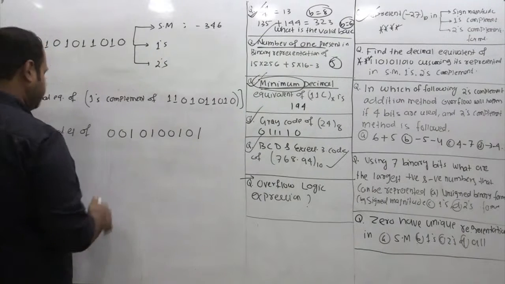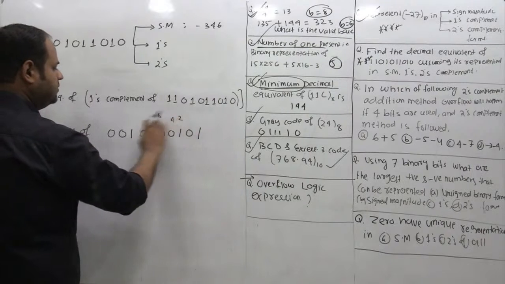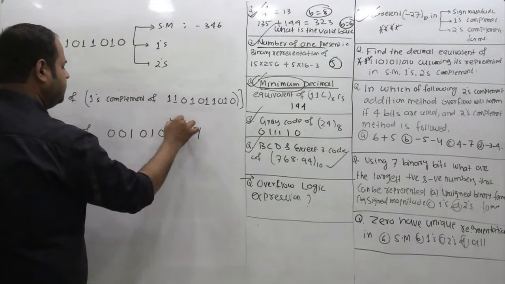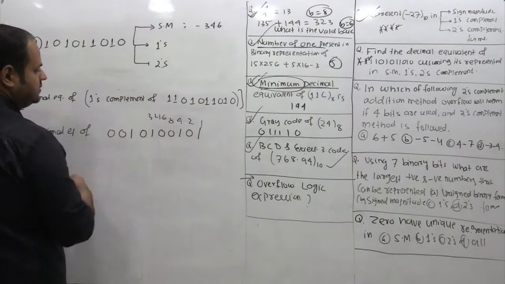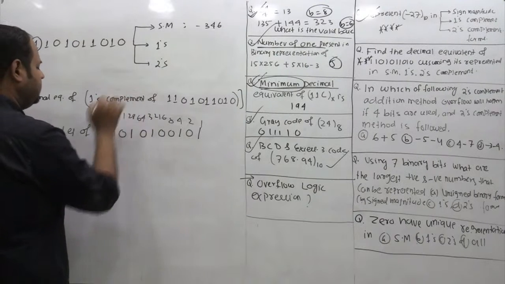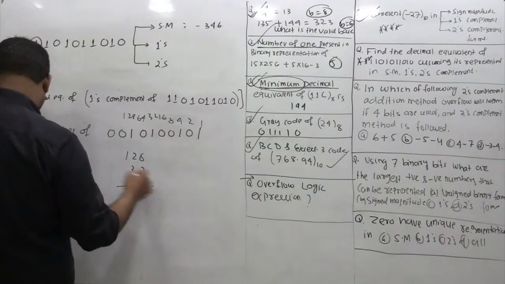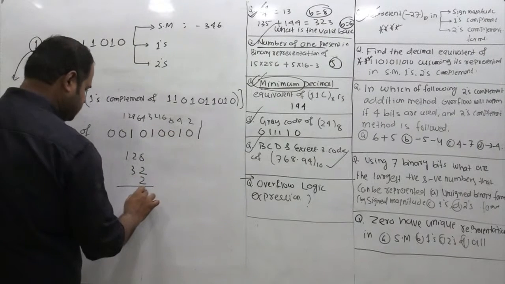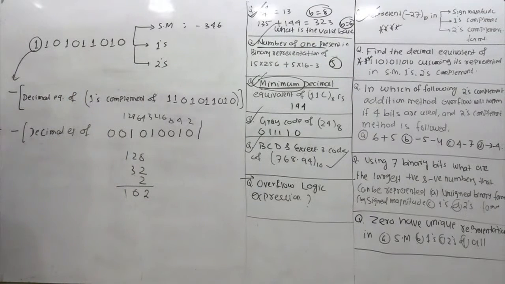How much is this one? 8 4 2 1 16 32, this is 64, this is 128. So 128, then you have 32, and then you have 2. How much will this be? This is coming 162. Is it 162? So if it is 162, this will be minus of 162.